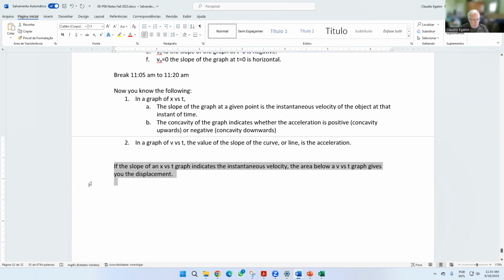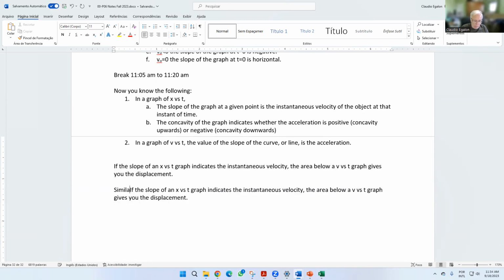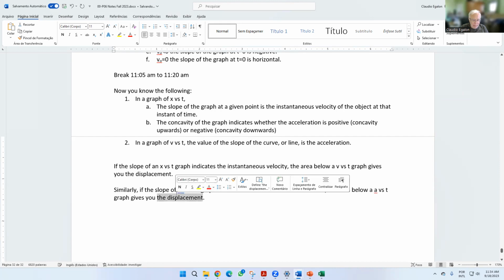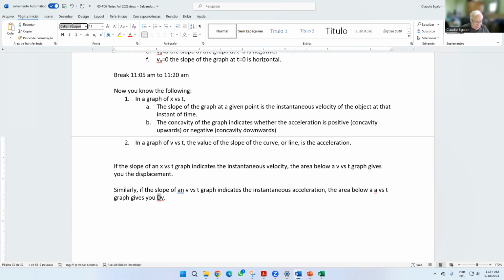Similarly, if the slope of a V versus T graph indicates the instantaneous acceleration, the area below an A versus T graph gives you delta V. Okay? Like that.